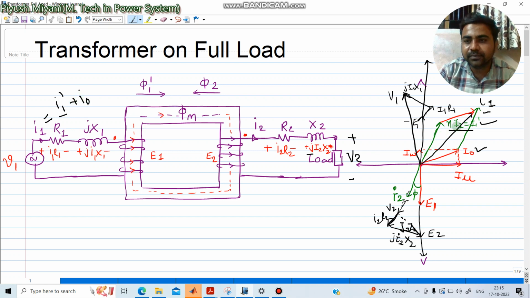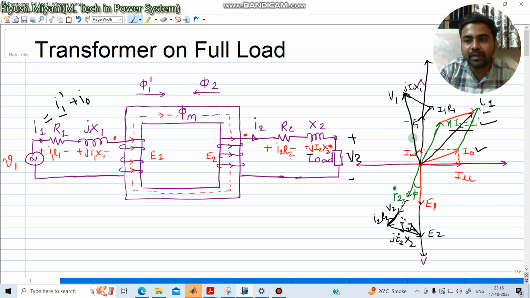Now there will be a drop in the primary, which is I1 R1, so that will be in phase, like this I1 and I1 R1 will be parallel lines. And this j I1 X1 will be 90 degrees compared to the I1 R1 line. If you take the phasor sum, this will give you voltage V1. In that way you can understand the performance of a transformer on a full load condition.